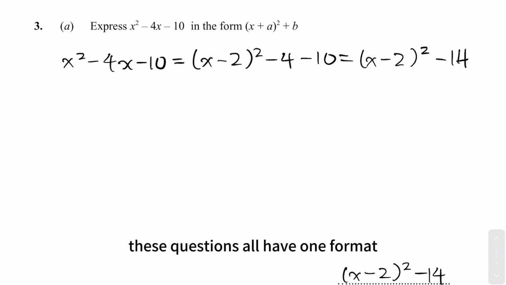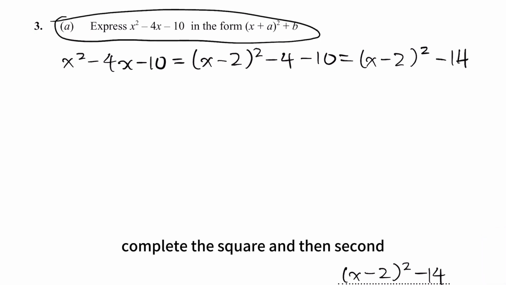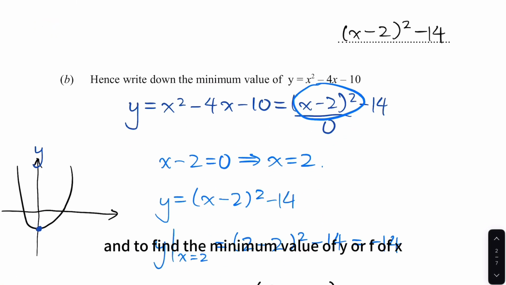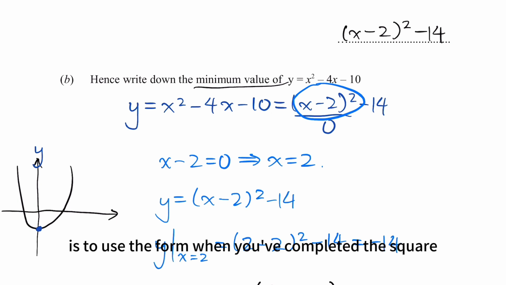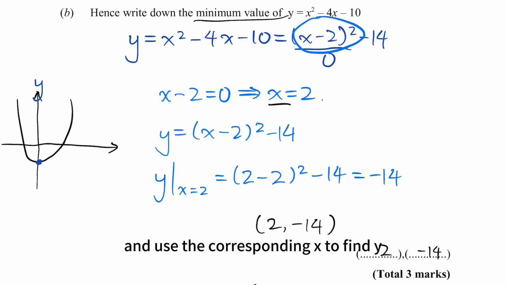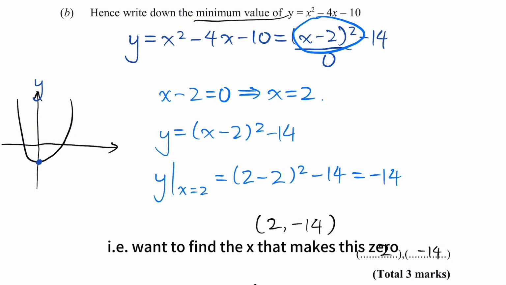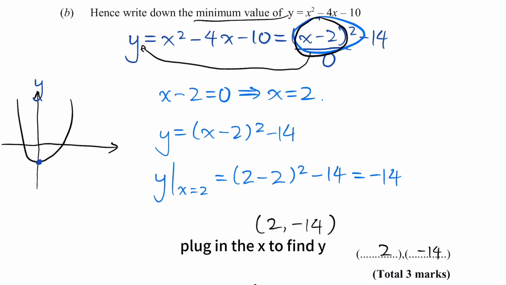These questions all have one format. They all want you to first complete the square, and then second, find the minimum point. And to find the minimum value of y, or f of x, all you have to do is use the form when you've completed the square to make this yield 0, and use the corresponding x to find y. That is, we want to find the x that makes this 0, and plug in the x to find y.